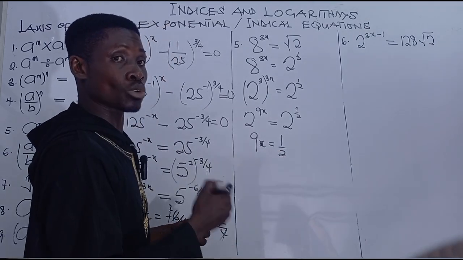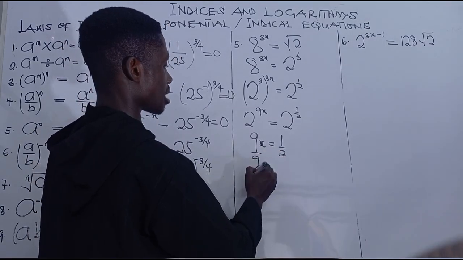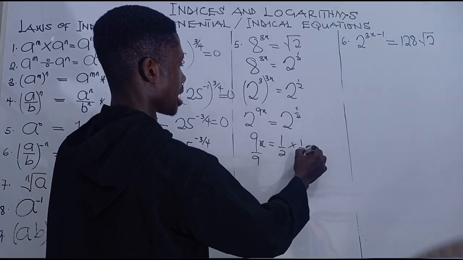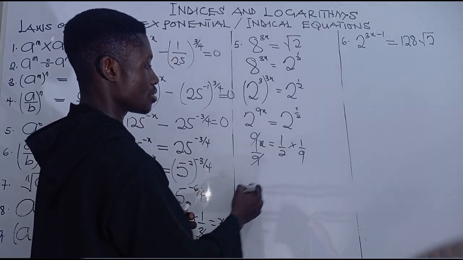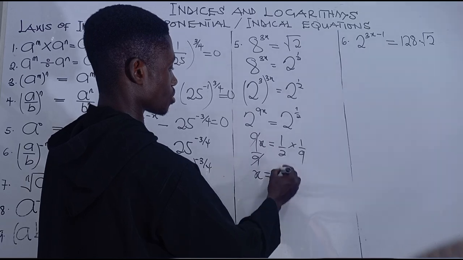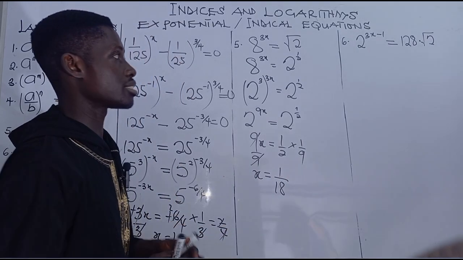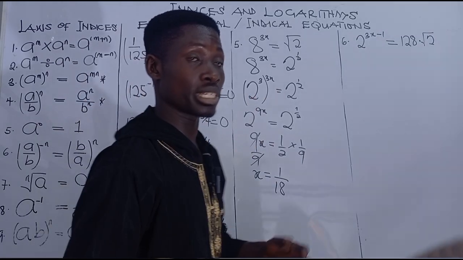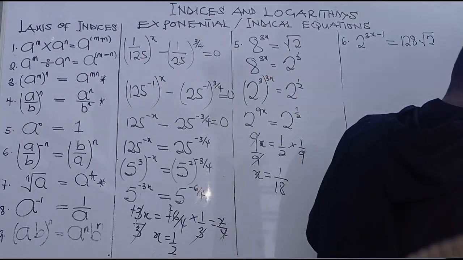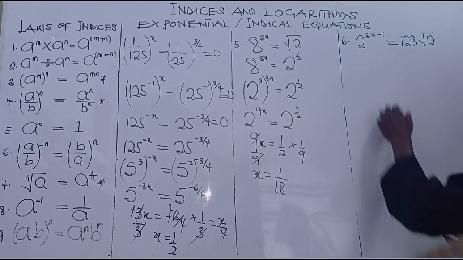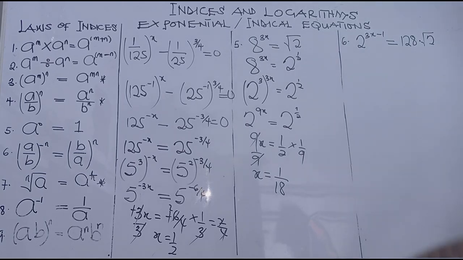We are looking for x, not 9x. So we divide both sides by 9. This and that will go. We have our x is equal to 1 over 18. As easy as that. Let's look at our last but not the least. We have to find the value for x in this exponential equation.